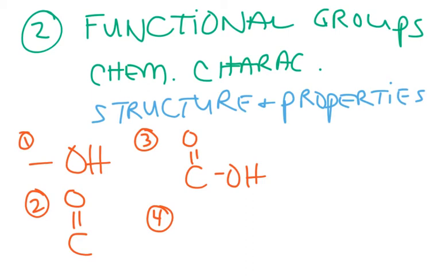Another one is called an amino group. That's when you've got a nitrogen with some hydrogens attached to it. And then every now and then you'll see another one with sulfur.